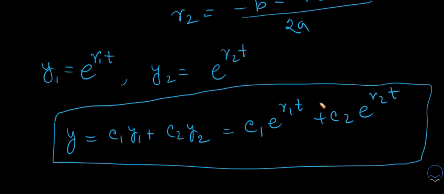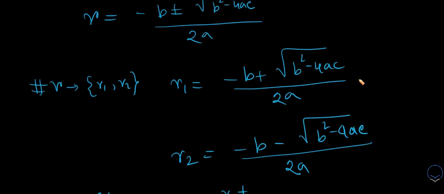And there might arise different cases due to r1 and r2. If b squared minus 4ac is greater than 0, that means R1 and R2 are not equal to each other, and they are real, two distinct real roots. At the same time, if b squared equals 4ac, that means R1 and R2 are equal. And if b squared minus 4ac is less than 0, that means the roots are complex.